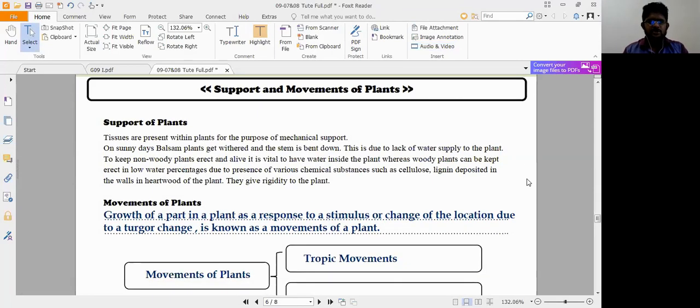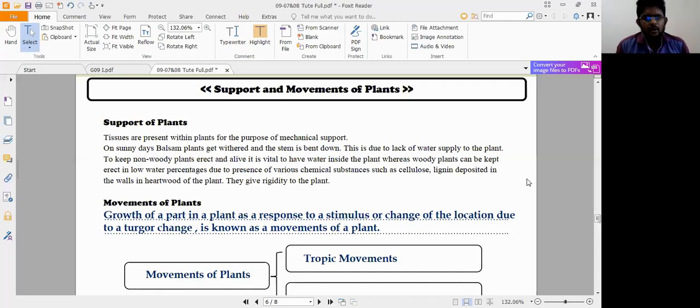Support of plants. Tissues are present within plants for the purpose of mechanical support. You know, cells form tissues, and these tissues are inside the plants for their support. Some of the tissues fill up with water, and that water gives turgidity, a toughness, so it gives a support.